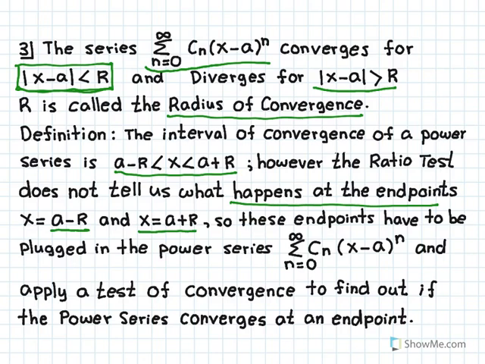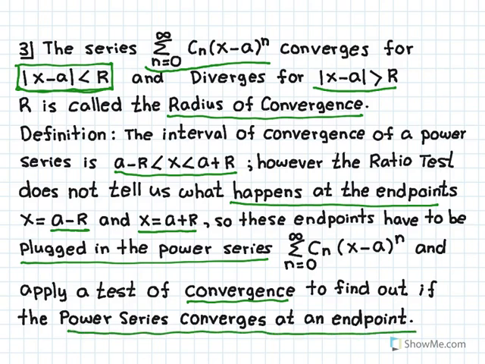So these endpoints have to be plugged into the power series manually, and we have to plug them in and apply a test of convergence, like the basic comparison test, like the limit comparison test, like the alternating series test, to find out if the power series converges at an endpoint. So let me repeat. The ratio test gives you an interval of convergence but doesn't tell you what happens at the endpoints.